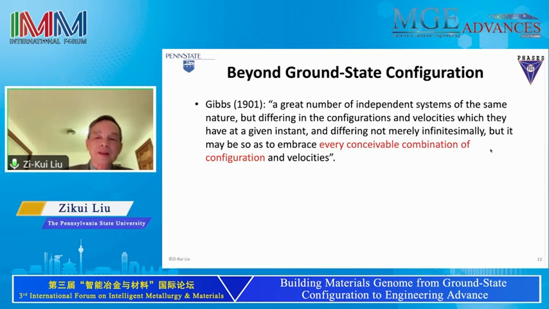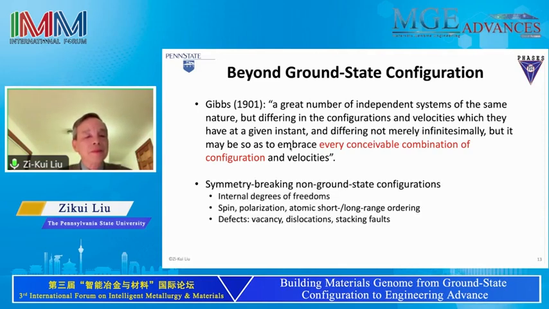He said the system embraces every conceivable combination of configuration. That means in addition to the ground state, we must have more configurations. I call them symmetry-breaking non-ground state configurations. It's basically the internal degrees of freedom of the phase. You can have spin, that's magnetic. You can have polarization, which is ferroelectric.